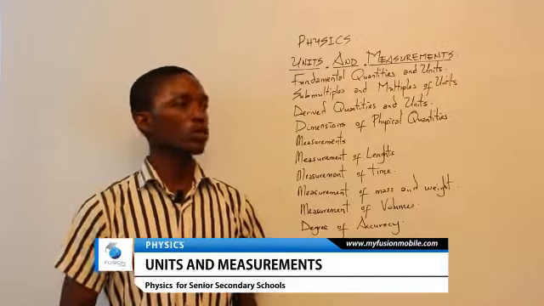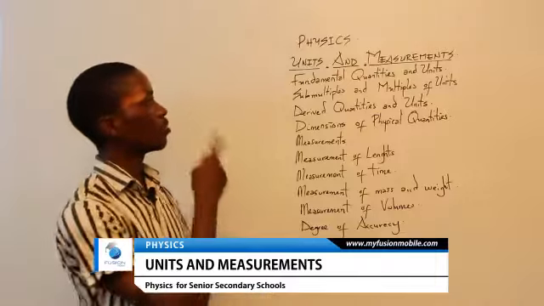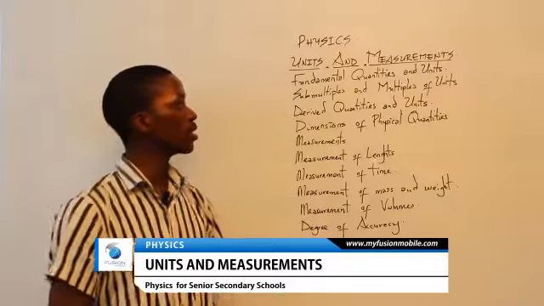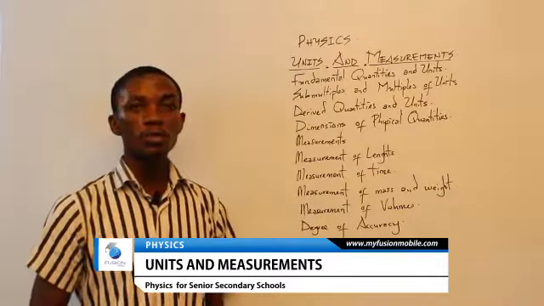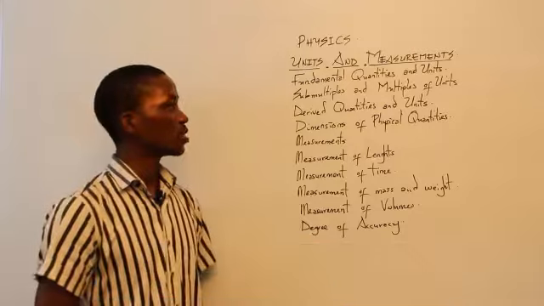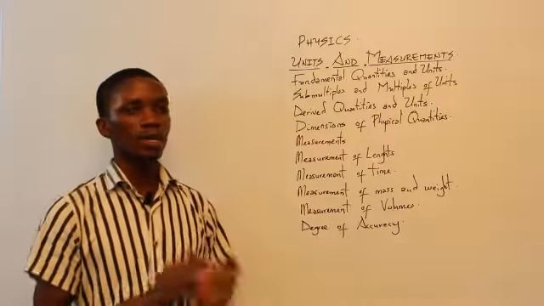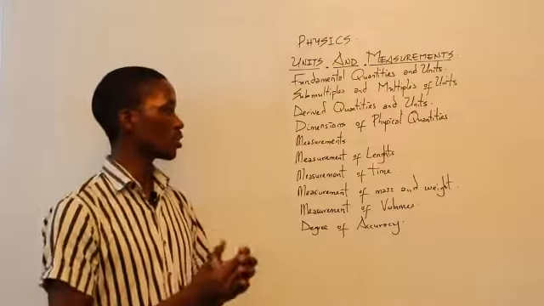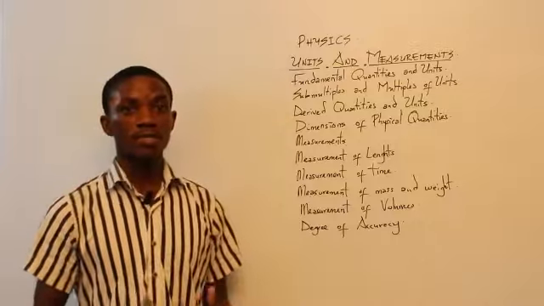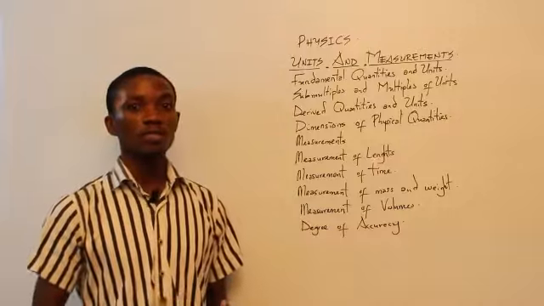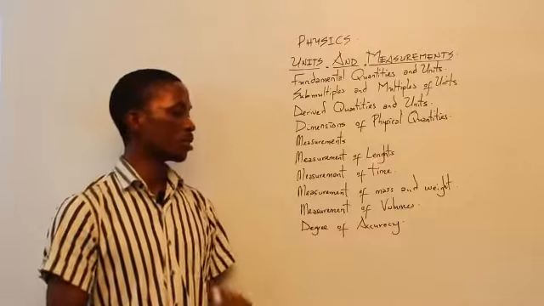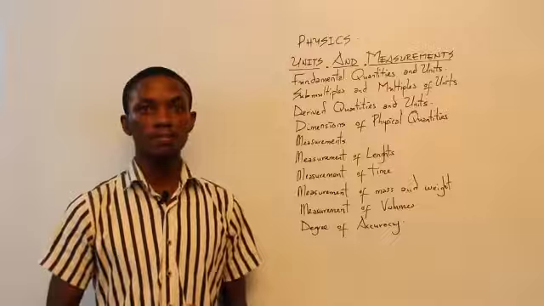In this topic, we'll be considering the following items: fundamental units and quantities, submultiples and multiples of units, derived quantities and units, dimensions of physical quantities, measurements generally, then we'll concentrate on measurements of lengths, time, mass and weight, volumes, and finally we'll consider the degree of accuracy.